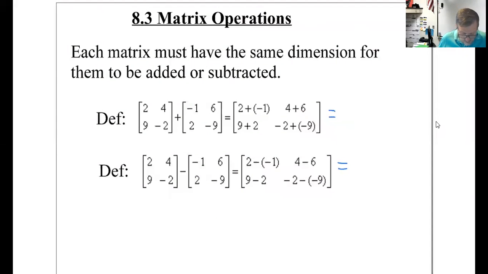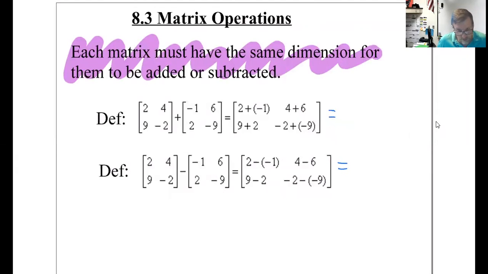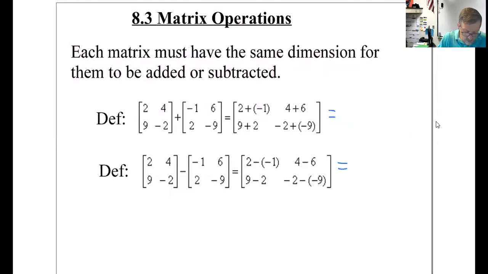We're going to be doing matrix operations. First thing you need to remember is that matrices have to be the exact same dimensions. So in this case, they're all 2 by 2s. And you just add the numbers in the same location. So 2 and the -1, the 4 and the 6, the 9 and the 2, and the -2 and the 9.